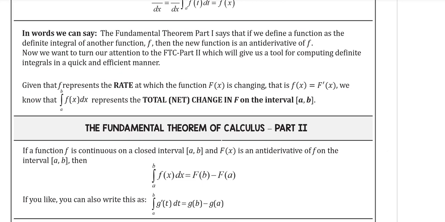What we're going to connect now with part 2 of the fundamental theorem of calculus is how we can compute these without having to find an area under the curve using left and right rectangles, or the trapezoid method. What we want to remember from our differential calculus is that little f is a rate at which capital F is changing, and that little f is the derivative of capital F. And if we take the integral from a to b of little f of x dx, that's going to represent the total net change in capital F on our closed interval.